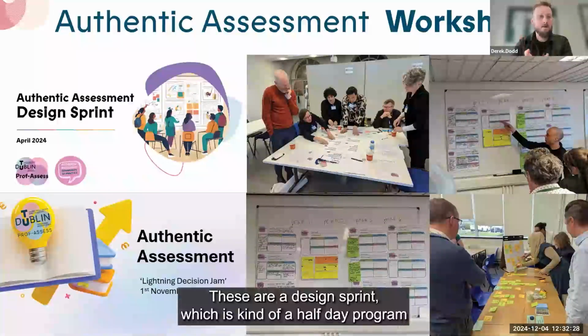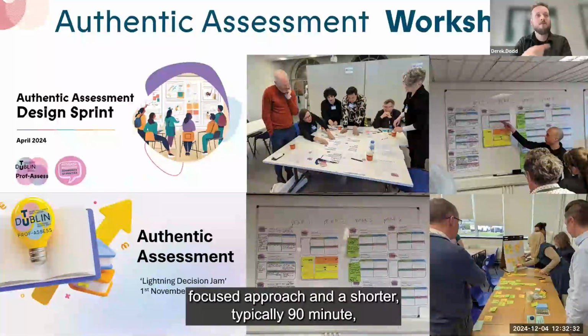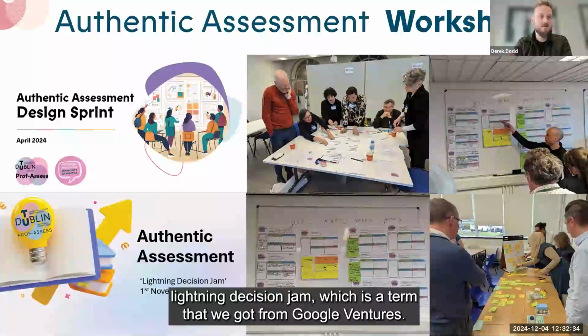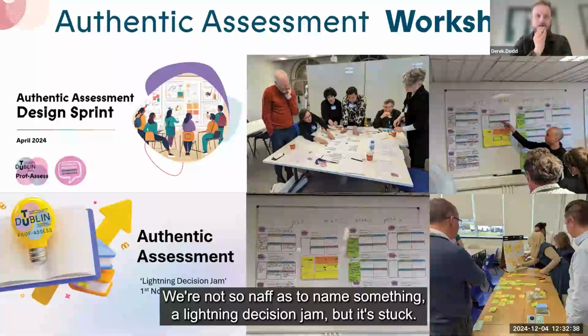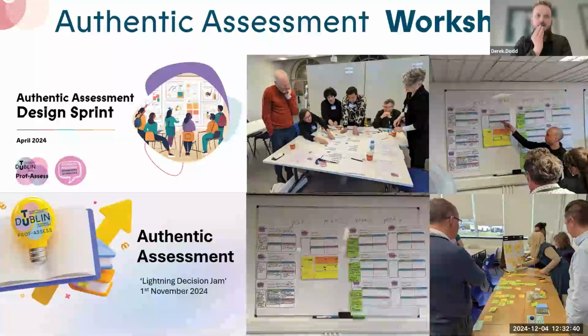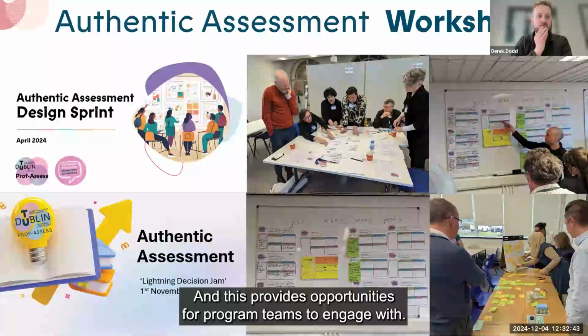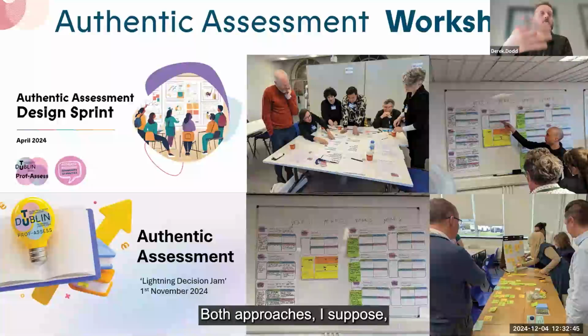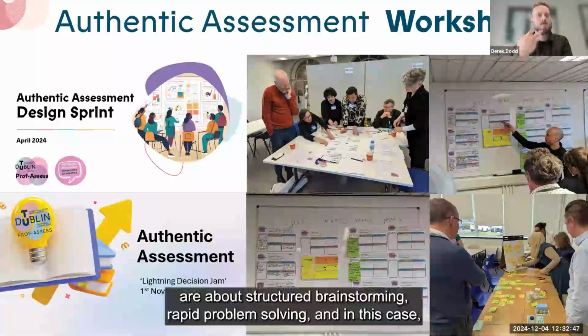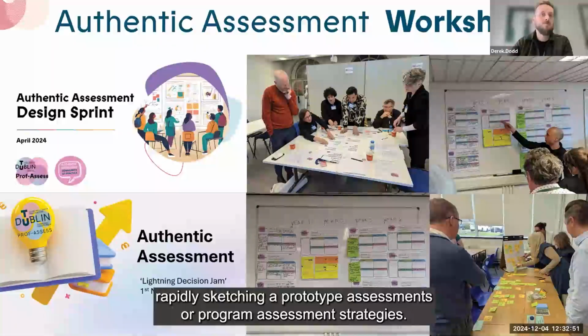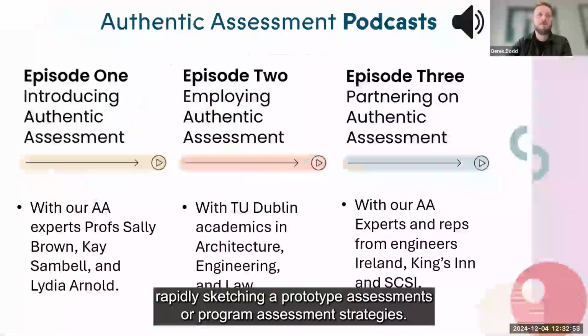These are a design sprint, which is a half-day program-focused approach, and a shorter, typically 90-minute lightning decision jam, which is a term that we got from Google Ventures. We're not so naff as to name something a lightning decision jam, but it stuck. This provides opportunities for program teams to engage. Both approaches are about structured brainstorming, rapid problem solving, and in this case, rapidly sketching out prototype assessments or program assessment strategies.